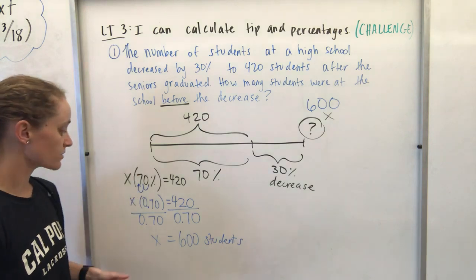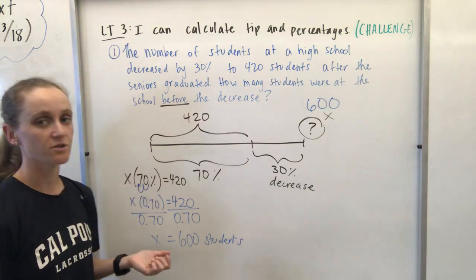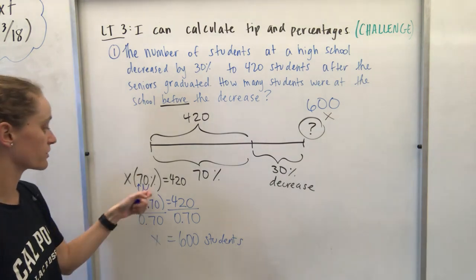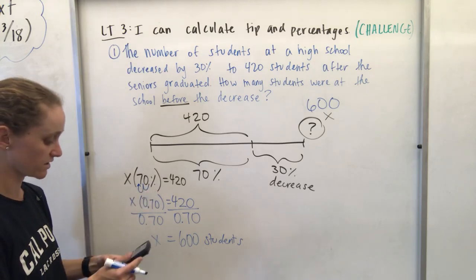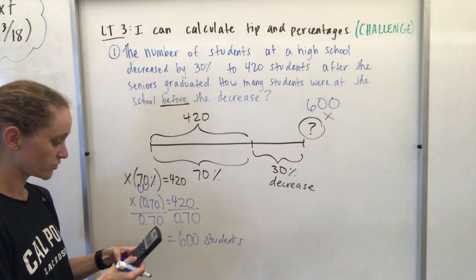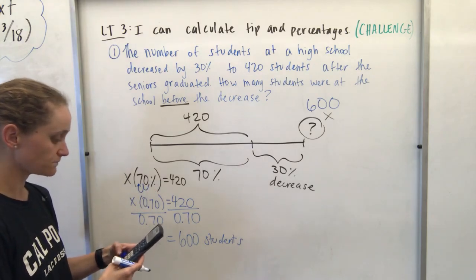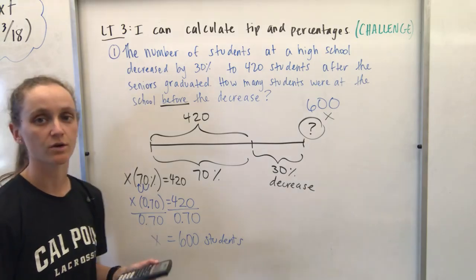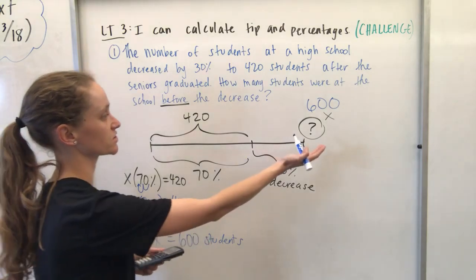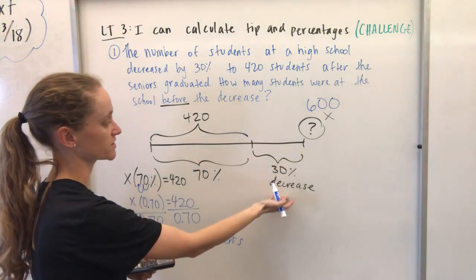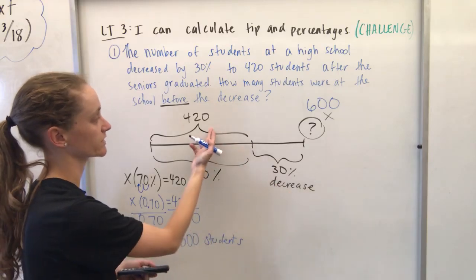And the nice thing about these problems is that once you get an answer, you can make sure it makes sense. Like, let's say you put 30% here on accident instead of 70%. If I do 420 divided by 0.30, we would have gotten 1,400 kids. And that's obviously just too much, because that would have been a 30% decrease. There should have been more kids than that.